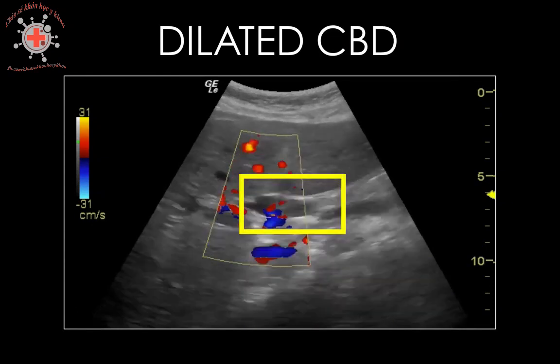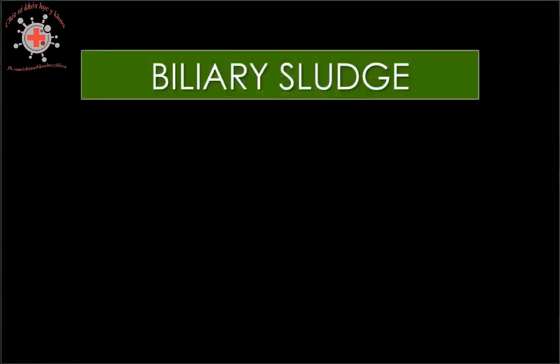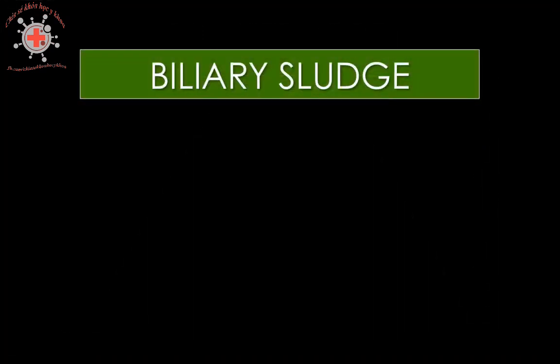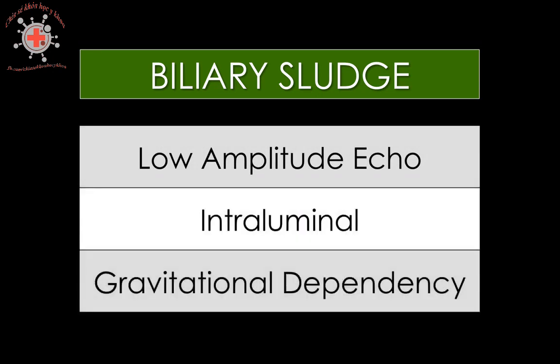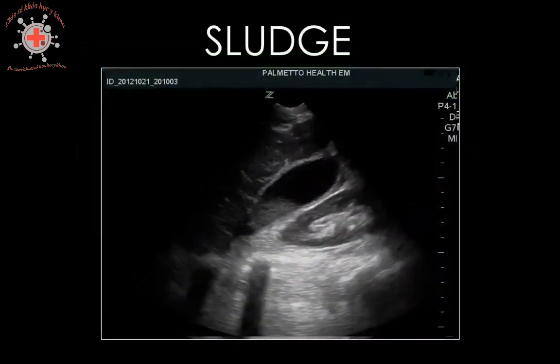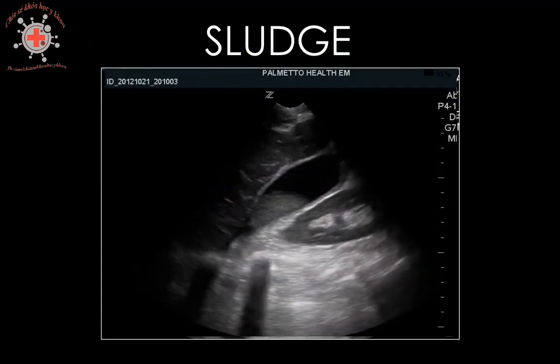The enlarged common bile duct, however, does not demonstrate flow. Gallbladder sludge is a very common finding on ultrasound exams of the biliary system. The ultrasonic characteristics of sludge include a low amplitude intraluminal echo that exhibits gravitational dependency. This is a longitudinal view of the gallbladder in a fairly typical case of biliary sludge.